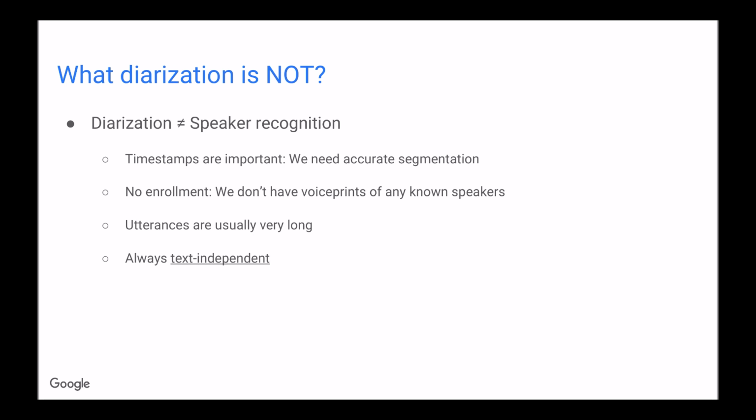Diarization is also not equivalent to speaker recognition. Again, they are closely related. First, in diarization, we care about timestamps of each speaker, and we need accurate segmentation. Second, in diarization, there's no enrollment process. We don't register any speaker's voice before we run diarization. Speakers are discovered dynamically. Also, while in speaker recognition, we can either use short keywords like "OK Google" or use text-independent speech, speaker diarization always handles text-independent utterances that are usually very long.